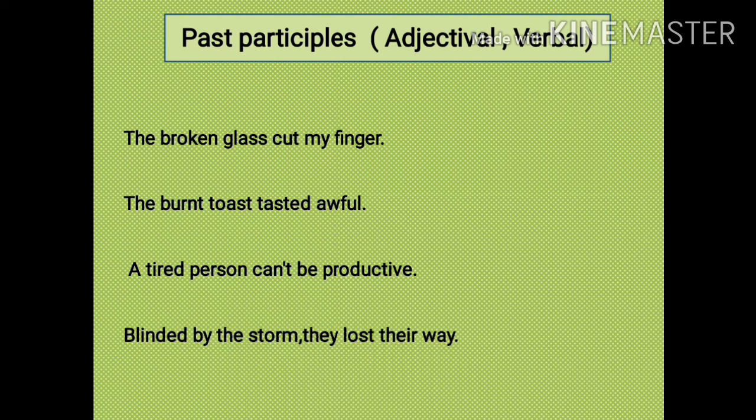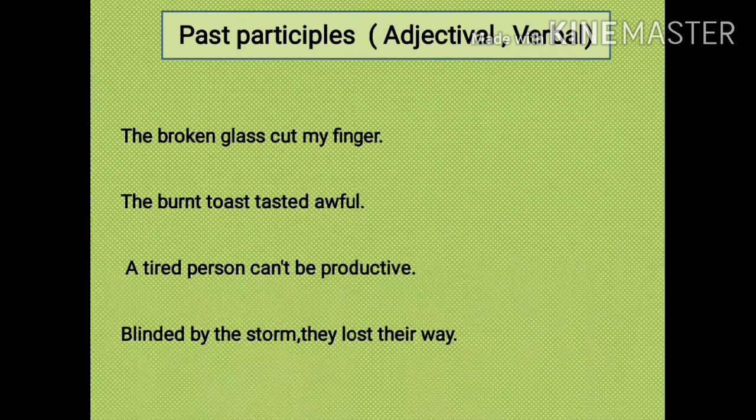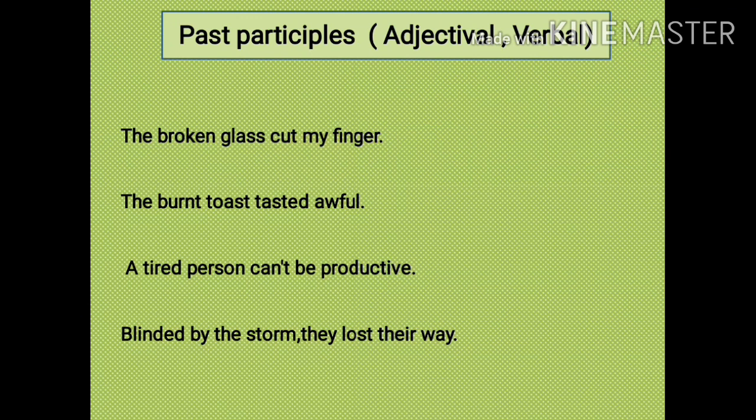First example, the broken glass cut my finger. So, in this sentence, we have two verbs. Main verb cut and we have the third form of the verb. What we have already learned in that table of participle: first form, second form and third form of the verb. Broken is the third form of the verb. And this word broken describes the noun glass. It is describing the noun glass. Therefore, it will be adjectival.